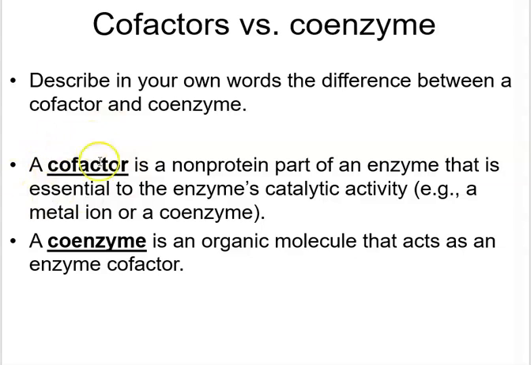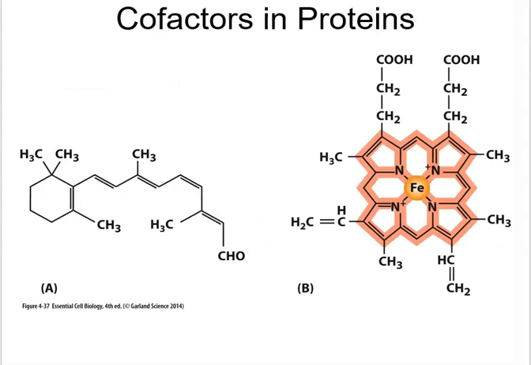But really, a cofactor is more general. Coenzymes more specifically refer to a vitamin. Here are some examples of two different cofactors. On the left is retinol. It's a derivative of vitamin A, and these are found as ligands in the tissues of your rods and cones in your retinal tissue.